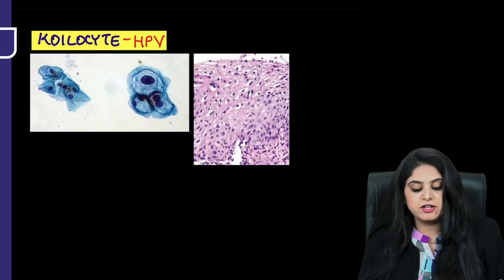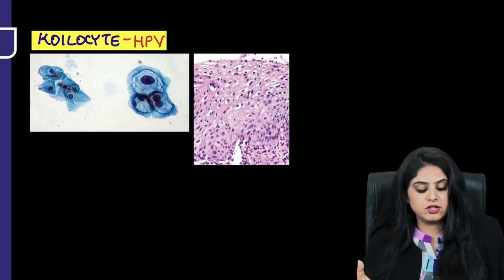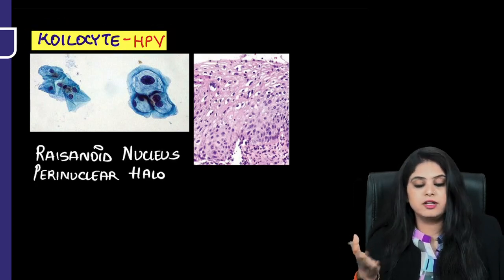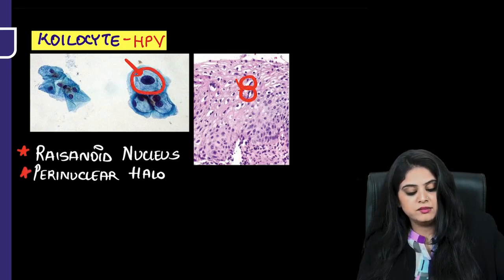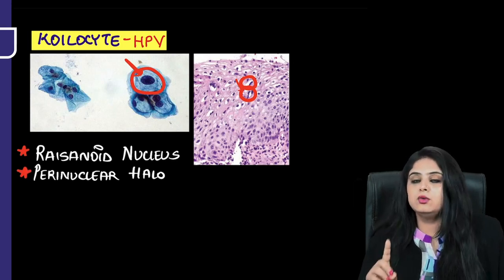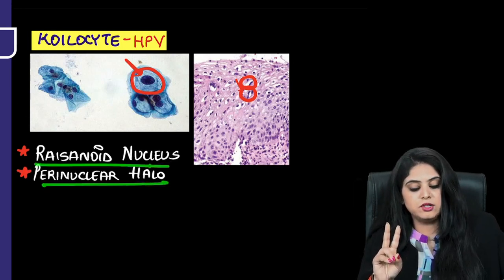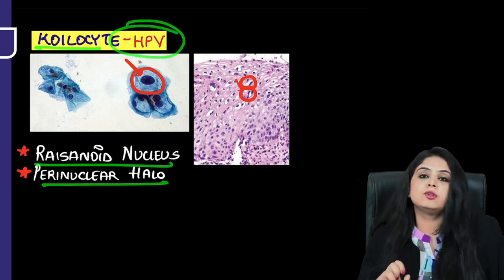Moving on to the next infection, which everyone knows. Where do you see a coilocyte with human papilloma virus infection? What is the description of a coilocyte? You've done it so many times. You see a very dark nucleus, called the raisinoid nucleus, and around it there is a white area known as perinuclear halo. So raisinoid nucleus with perinuclear halo is referred to as a coilocyte, and that is what you see with HPV.